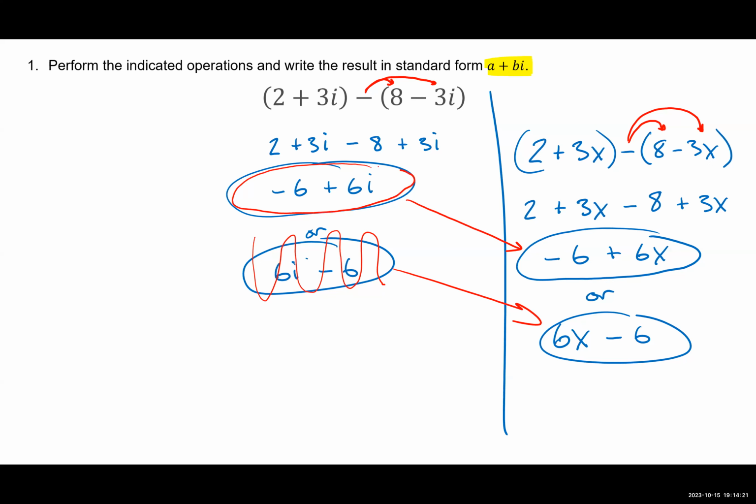The -6 is the real part because it doesn't have an i. And the 6i is the imaginary part. And together, this is one complex number. This is one single complex number. Complex numbers have two parts, a real part and an imaginary part. Okay, so how do you add and subtract complex numbers? The same way you add and subtract binomials. Combine like terms, distribute negative signs, distribute multiplication, no differences.